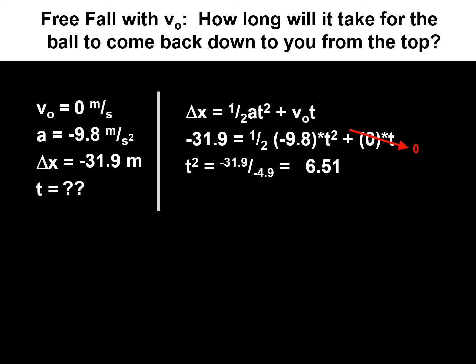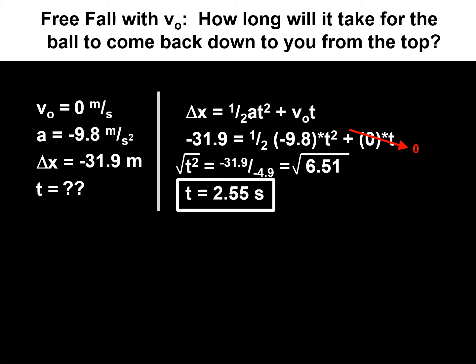So time squared equals 6.51, square root both sides. And we get the time is going to be equal to technically plus and minus. There are two answers, but we're dealing with future time, so it's going to be positive 2.55 seconds. The next example says how fast is the ball moving when it comes back down to you?